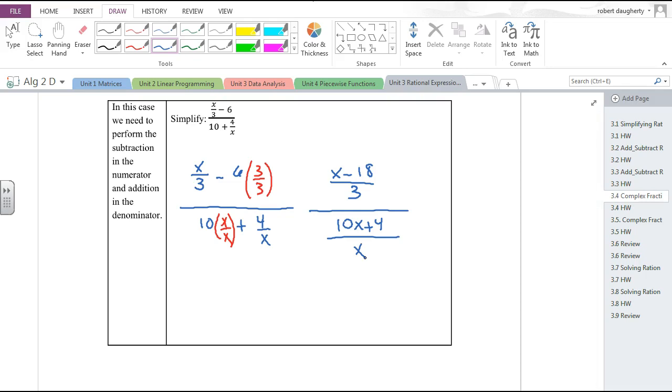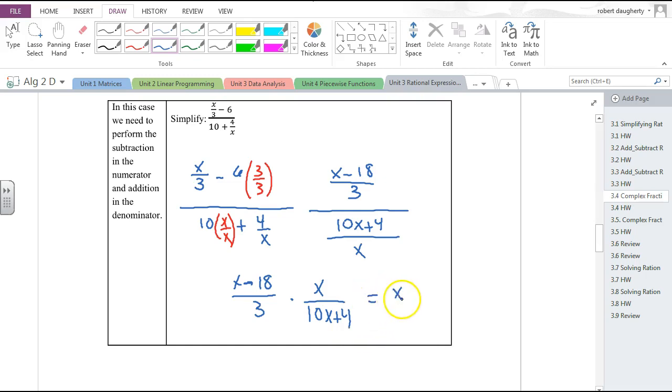Yes. Yes, Jack. No, when you add fractions, you only add the numerator, okay? You got the common denominator, you only add the numerators or subtract the numerators. So now I've got fraction divided by fraction. So this turns into what? X minus 18 over 3 times what? Yeah, x over 10x plus 4. Okay, so that's a multiplication problem.